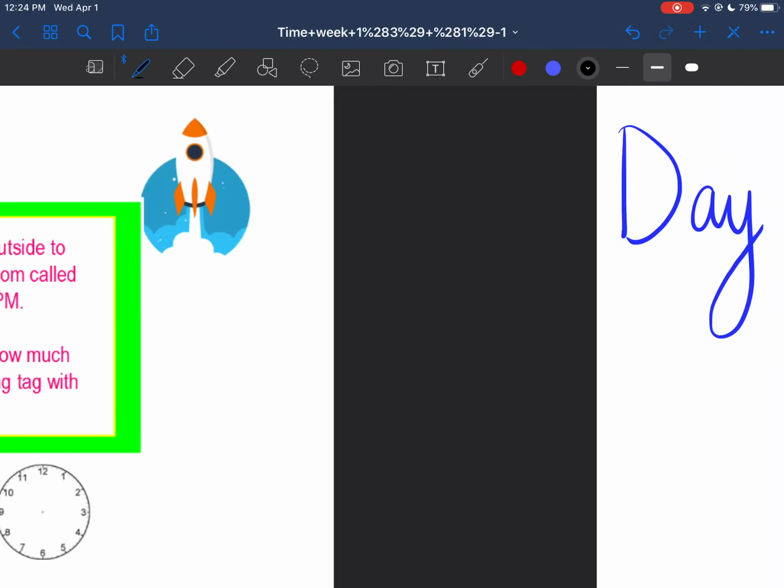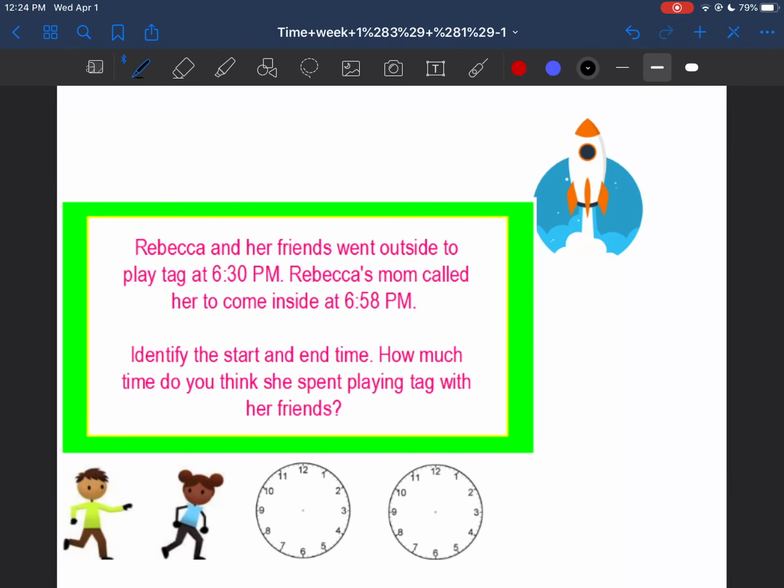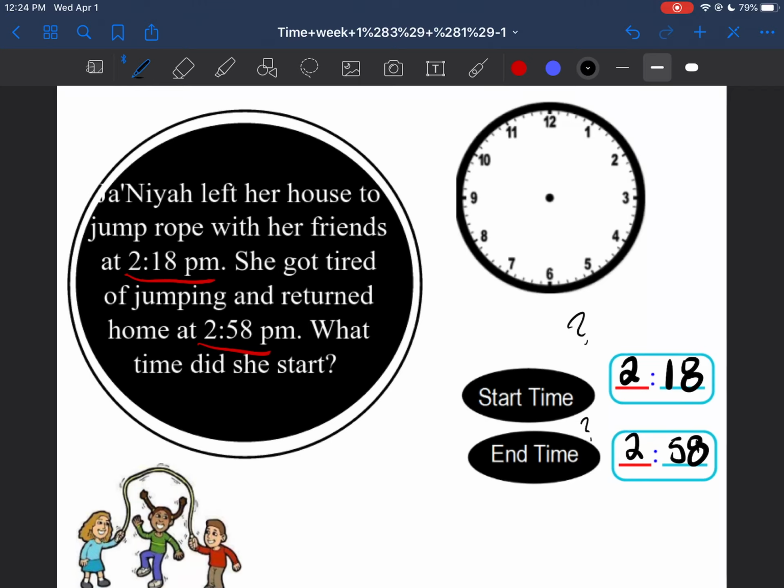All right, for your independent work, you're going to have a few problems to do by yourself. Remember, today we're only focusing on start time and end time. So what time does the activity start and what time does it end? In your math notebook or in your notebook, you're going to record the start time for our word problems and the end time. Take a picture and send it to your teacher. Remember, you're focusing today only on what is the start and what is the end. If you have any questions, reach out to your teacher.